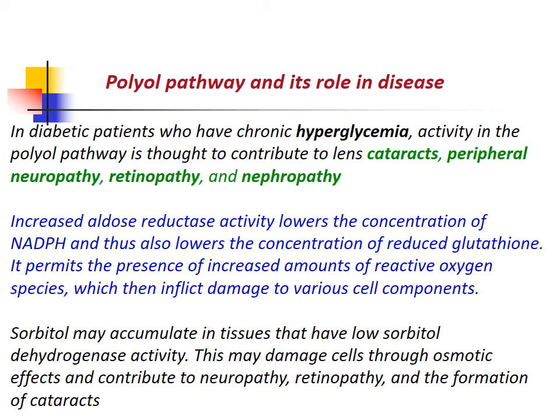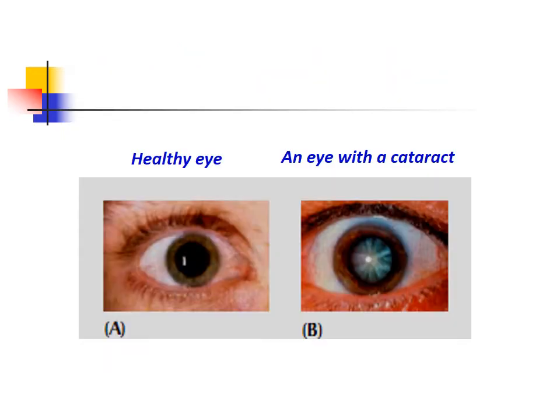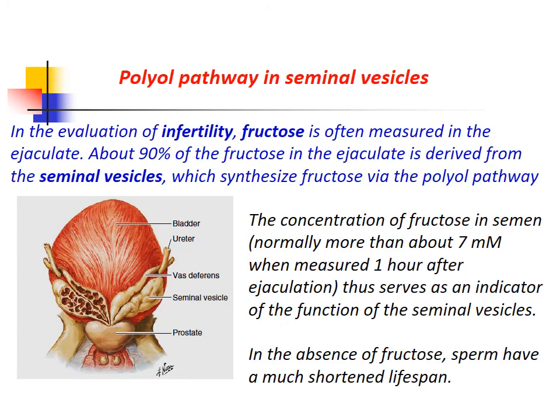Sorbitol may accumulate in tissues that have low sorbitol dehydrogenase activity. This may damage cells through osmotic effects and contribute to neuropathy, retinopathy, and the formation of cataracts. Complications of diabetes, in part due to increased flux through the polyol pathway, are shown in the figure. These are proliferative diabetic retinopathy, peripheral neuropathy, and diabetic nephropathy. And you can see in this figure the difference between a healthy eye and an eye with a cataract.